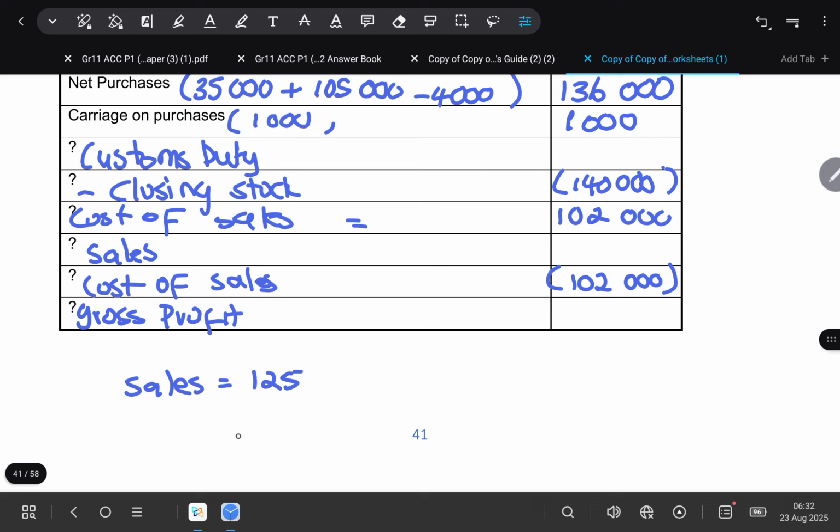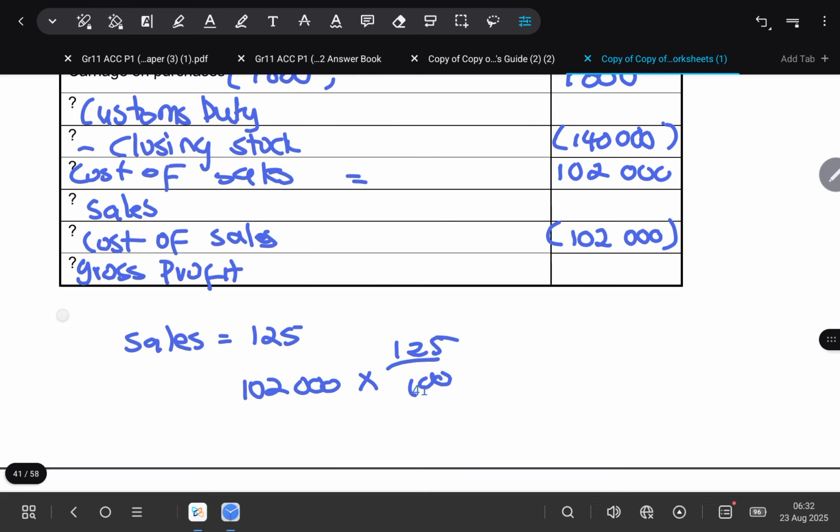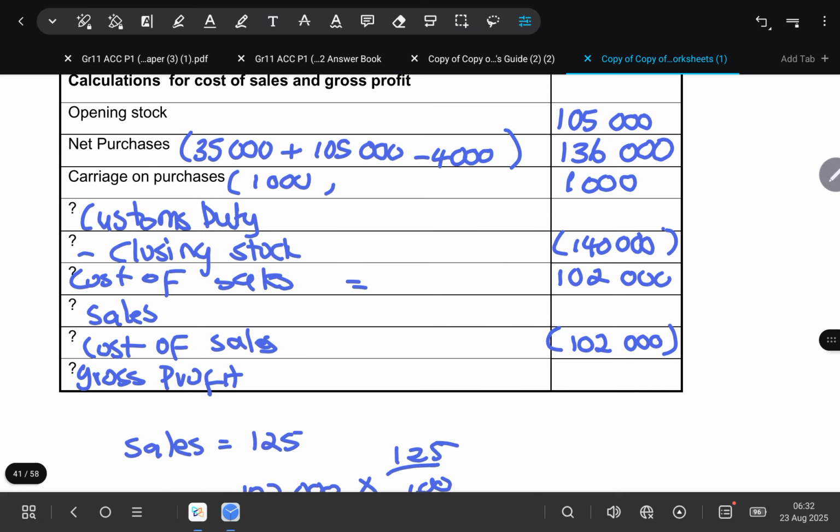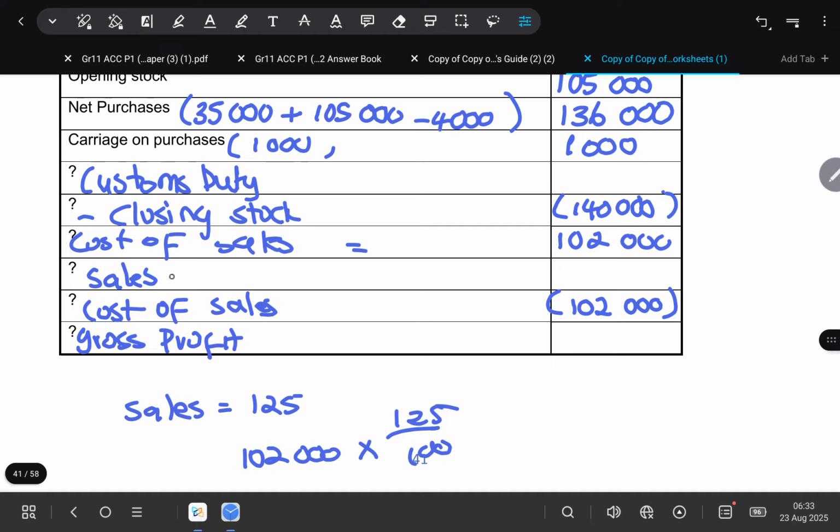So we are going to say 102,000 multiplied by 125 over 100, and this will give us the amount that we are going to get. Okay, so we can say 102,000 multiplied by 125 divided by 100, it will give us 127,500. So our sales before we record returns is 127,500.